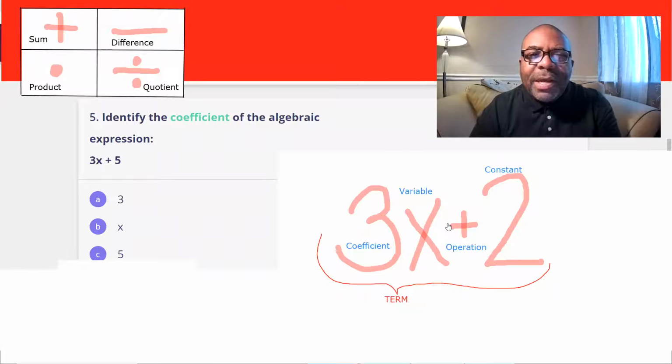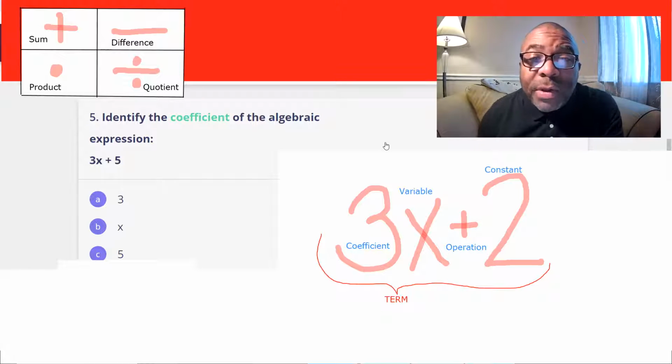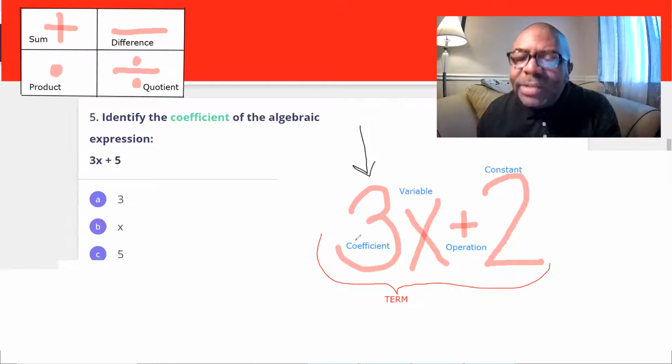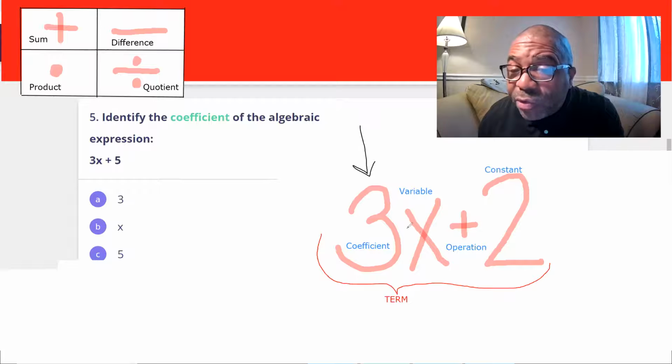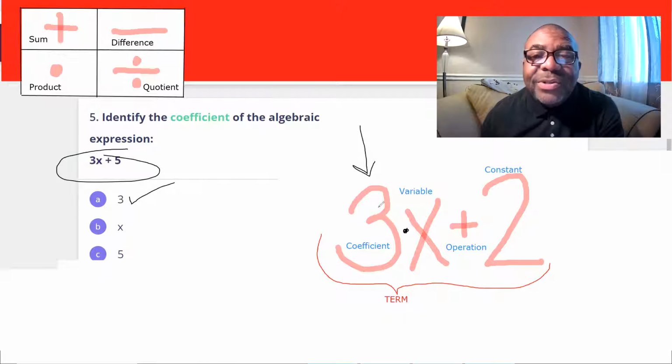What's the coefficient? Identify the coefficient of the algebraic expression 3x plus 5. Now, the coefficient is always the number that's right next to the variable. It's the number that's multiplying the variable. Remember, this is 3x, which is really 3 times x. So when you see a number next to a variable, the number is the coefficient, the letter is the variable, and it's saying 3 times x or 3x, okay? So in this expression, what is the coefficient? Coefficient is 3.